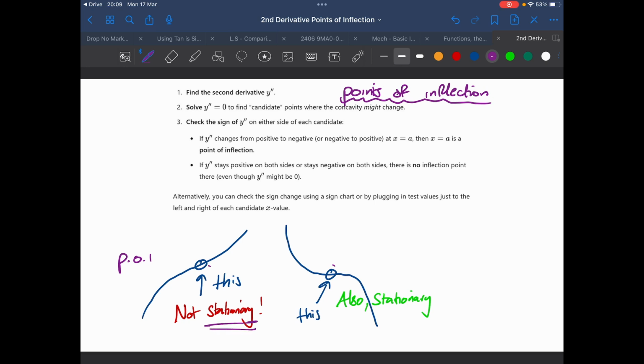but it's not stationary. They do not have to be stationary. Stationary points can be points of inflection, but a point of inflection doesn't have to be stationary. A little bit confusing. So how exactly can we test a point of inflection?